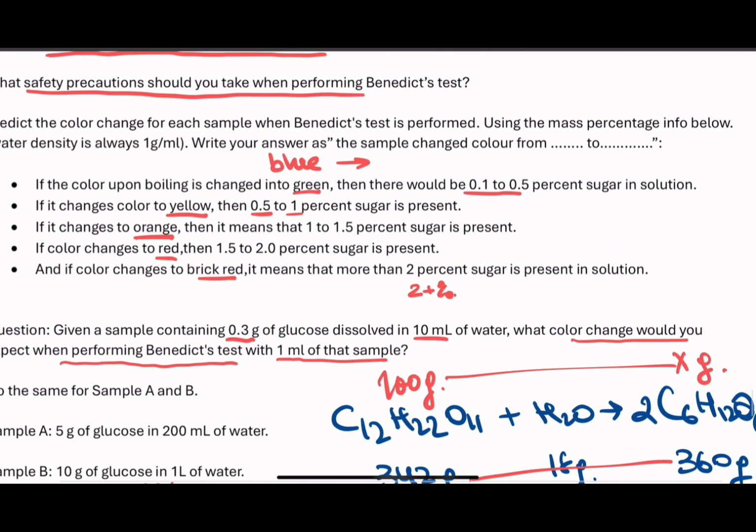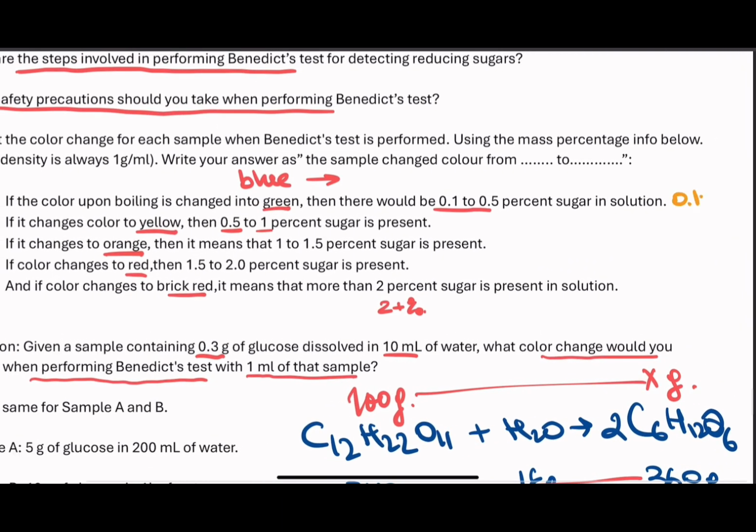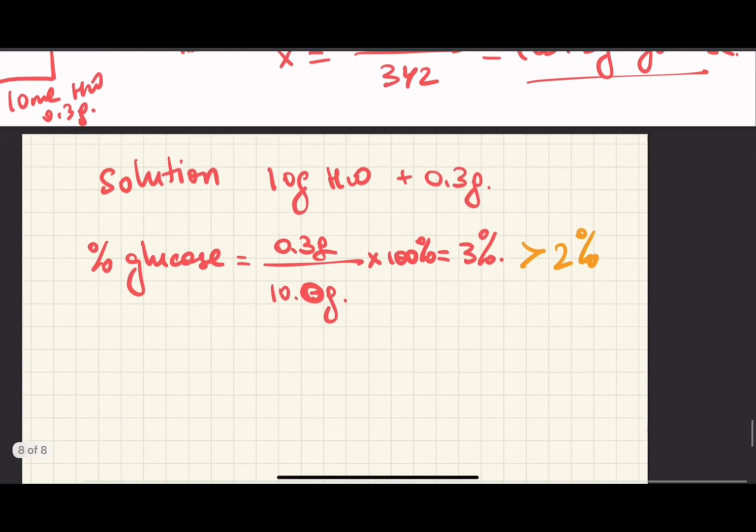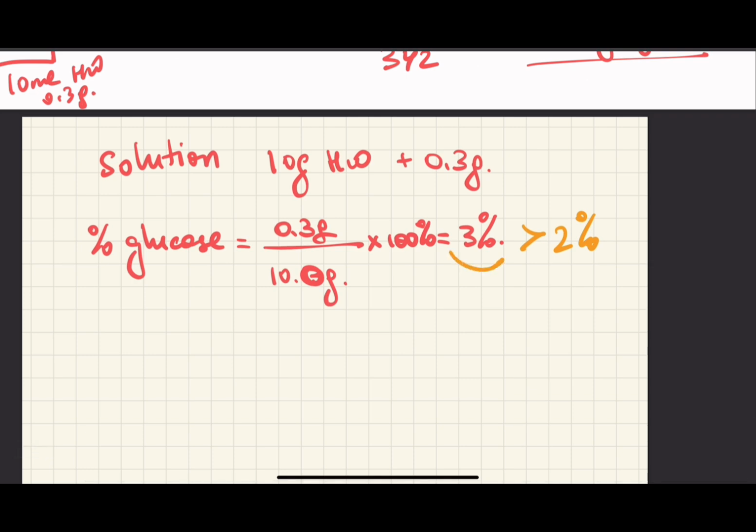Because for this one, it is 0.1 to 0.5. This one is 0.5 to 1. This is 1 to 1.5. This is 1.5 to 2. And this one is 2 and above. So because we have this percentage, it's going to be brick red.